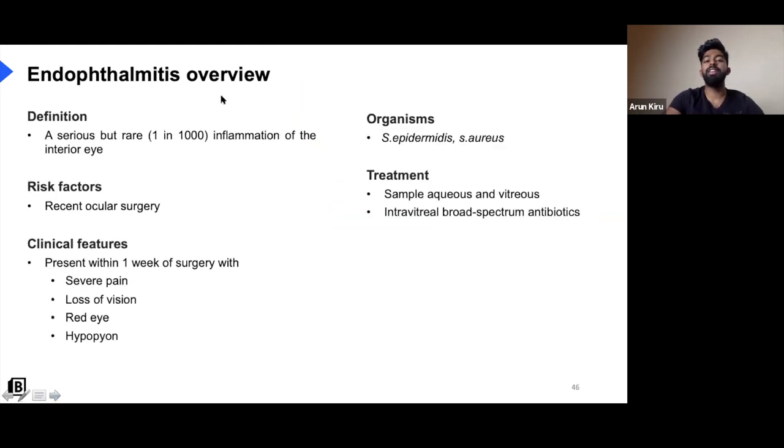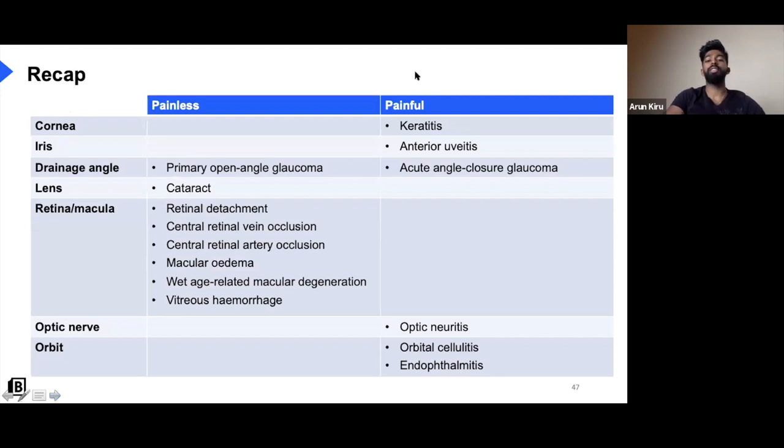And the last thing I want to cover is endophthalmitis, which we've covered a bit in the MCQ answers. It's a serious but rare inflammation of the interior part of the eye. It's usually related to surgery. So you'd see a patient who had surgery within the last week or two, with pain, loss of vision, red eye, hypopyon, staphs and streps again. The way we treat this is, because it's a big infection within the eye, we take samples from the aqueous, samples from the vitreous, and give antibiotics into the jelly. So it's really going to the source. So that's endophthalmitis. So that's everything covered here.